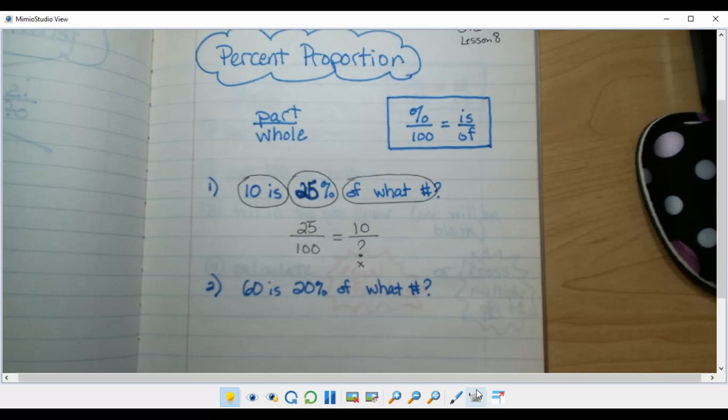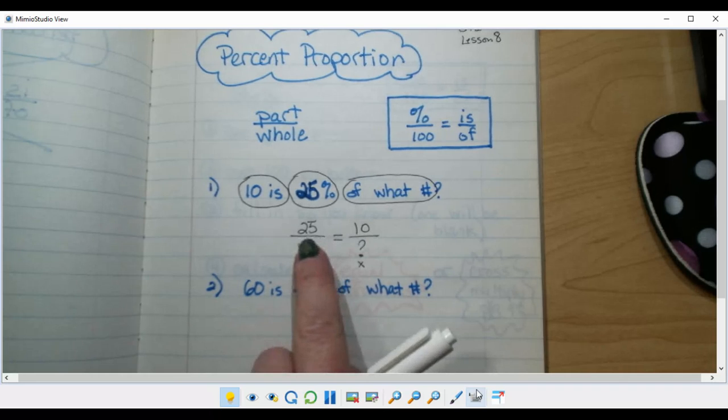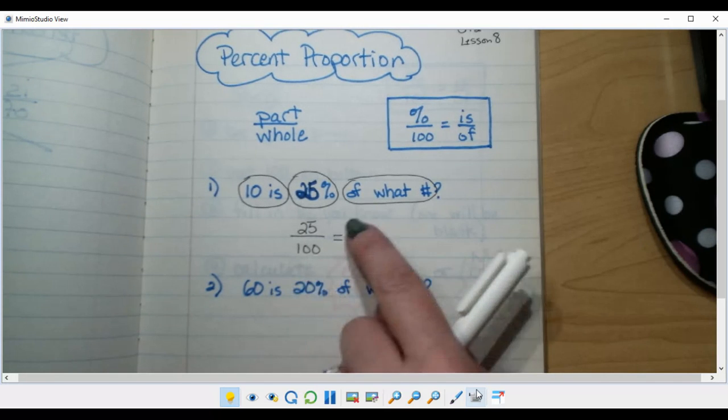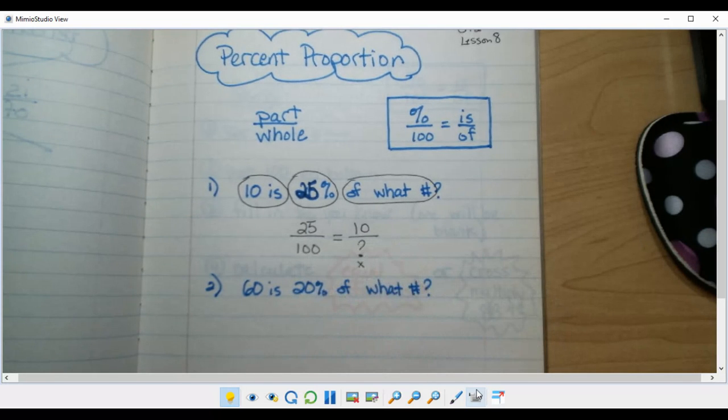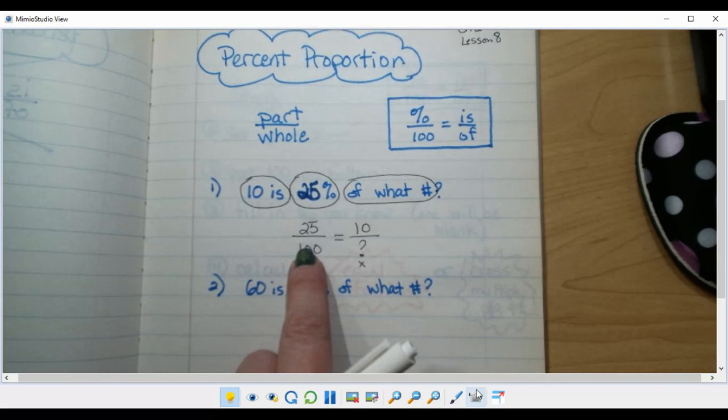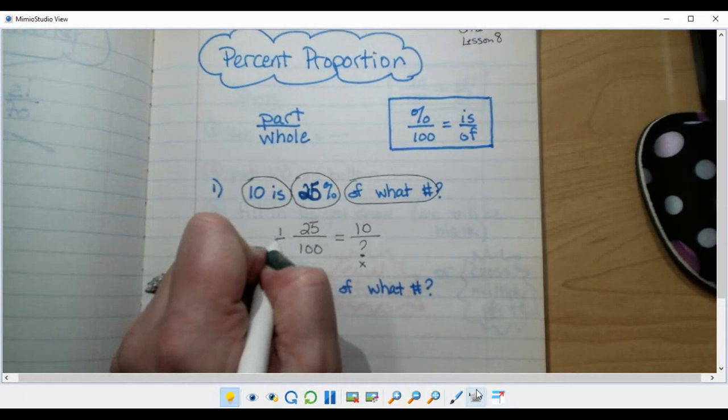Now, there are 2 ways to solve this problem. You can think about equivalent fractions. You can think about something called cross multiplication. I want to show you the equivalent fractions, or simplifying, because these are problems you can do without a calculator. Now, if I think about the fraction 25 over 100, that can simplify, right? Like quarters and a dollar. This will actually simplify down to 1/4.